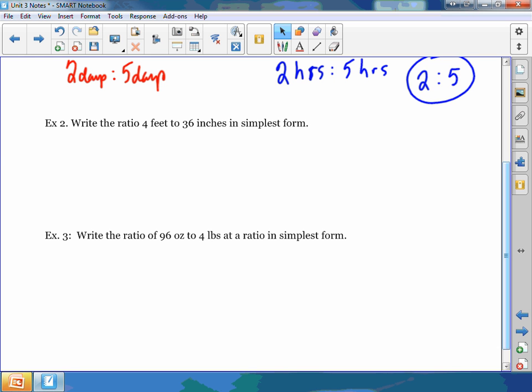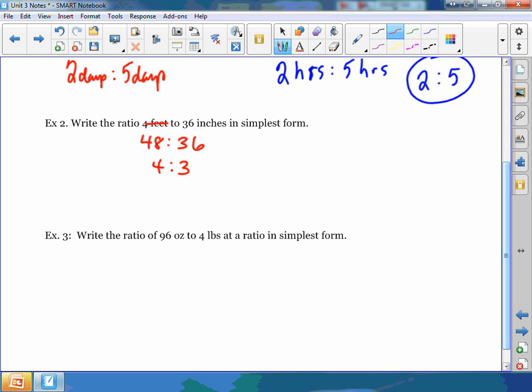How about number 2? What is your simplified ratio here? 4 feet to 36 inches. What do you have, Nadia? What is it? 4 to 3. So did you convert the feet to inches or the inches to feet? So you made this into 48. Okay, so she went 48 to 36. Common factor, reduced it down, ends up 4 to 3. Common factor would be 12.